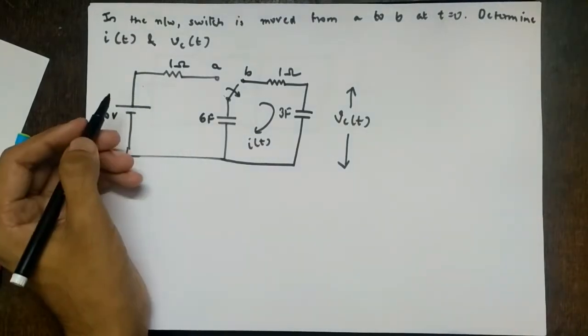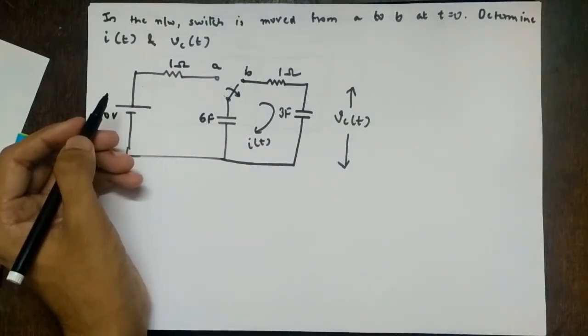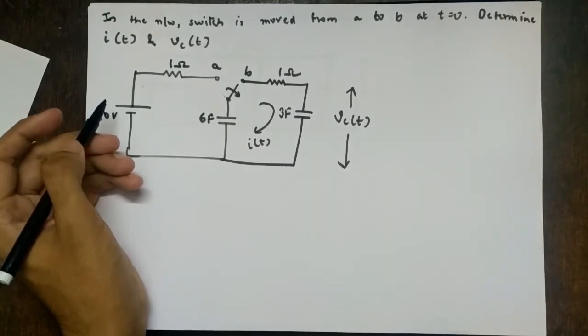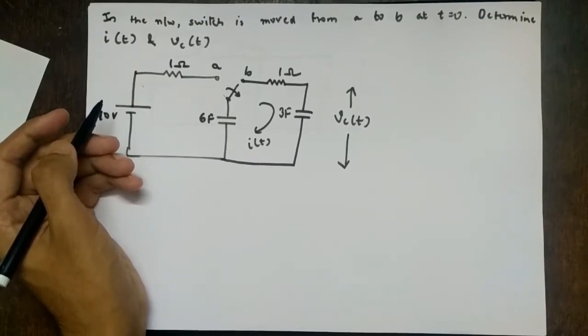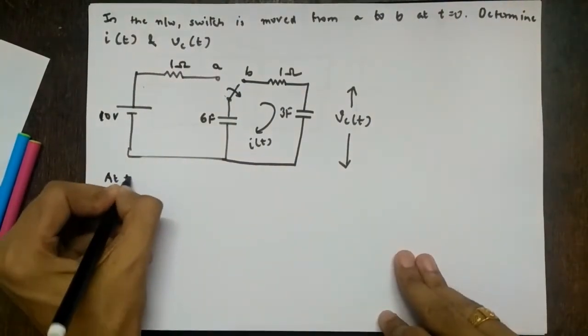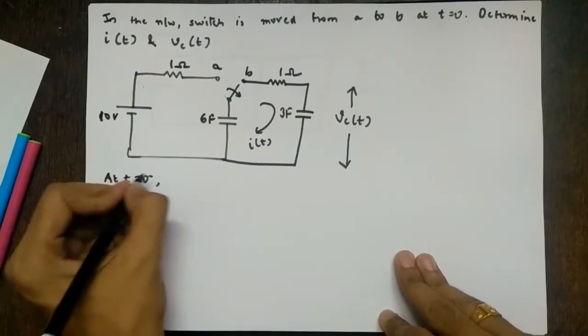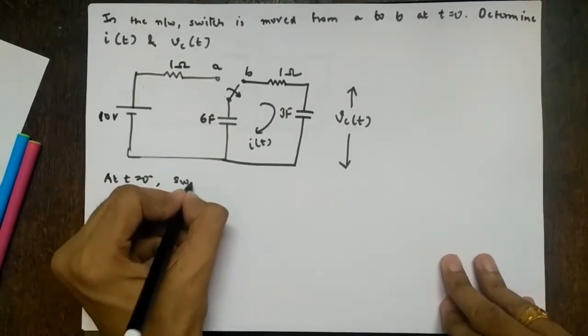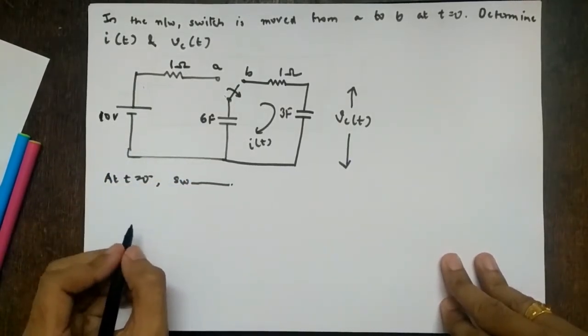So initially, where is the switch at t less than 0, at position A? What is the first step always? At t equal to 0 minus we will write, right? So let's go in that direction and start. As usual, the first step is at t equal to 0 minus. What is this called? Just before switching. So the switch is in position A, right?